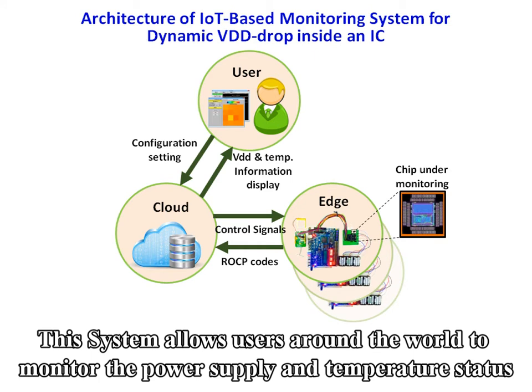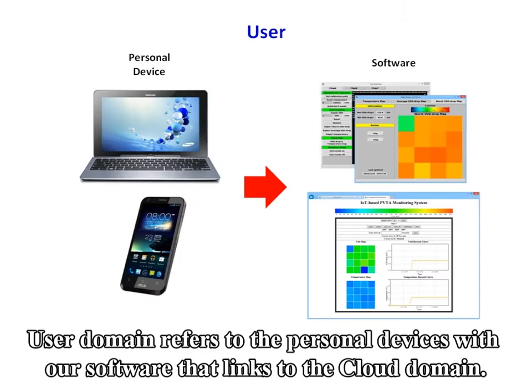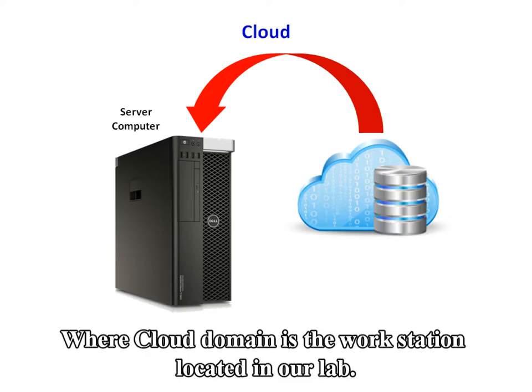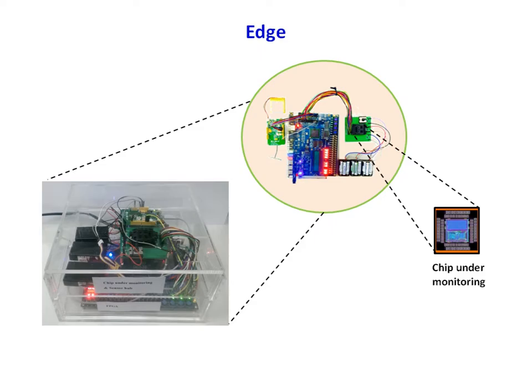This system allows users around the world to monitor the power supply and temperature status of an IC in any location through our IoT network. User domain refers to the personal devices with our software that links to the cloud domain, where cloud domain is the workstation located in our lab. At last, edge domain includes any item we wish to observe with our monitoring IC implemented.